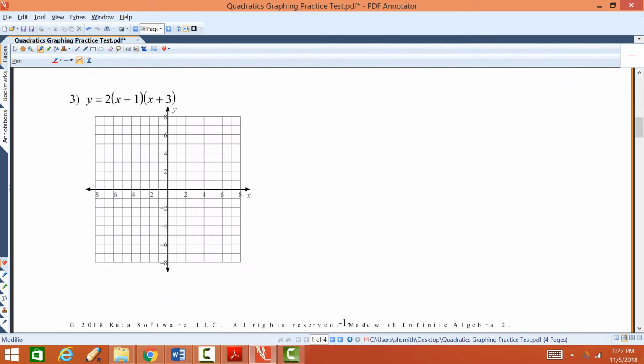Okay, this is intercept form. So in intercept form, you have p, which is 1, and q, which is negative 3, because it's opposites. So if you remember, the axis of symmetry is going to be x equals p plus q over 2. So that would be 1 minus 3 over 2, which would be negative 2 over 2, which would be negative 1. So x equals negative 1. So that's going to be right down here.